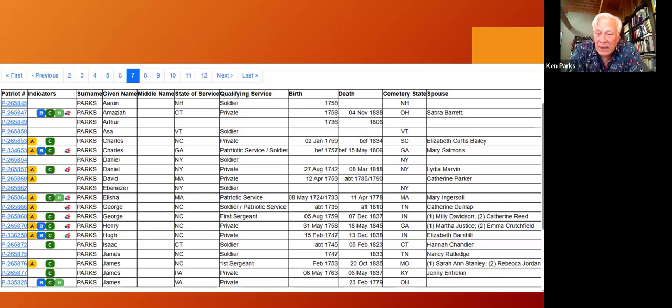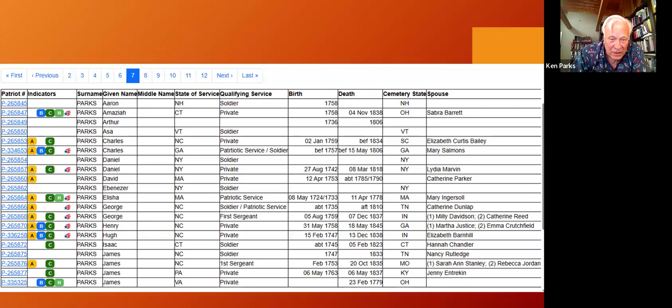And you can see he was a first sergeant. Again, the dates of birth and death are there. Cemetery state, Indiana, which we know. And this database actually lists both spouses. So that first marriage was to a Millie Davidson. And then, of course, we know Catherine Reed from that widow's pension file was the second wife.